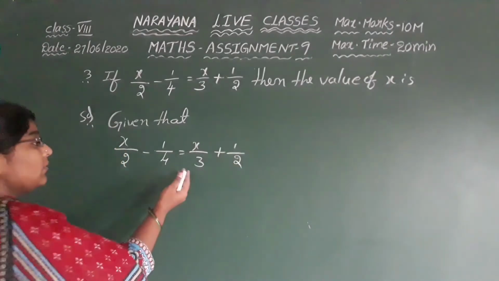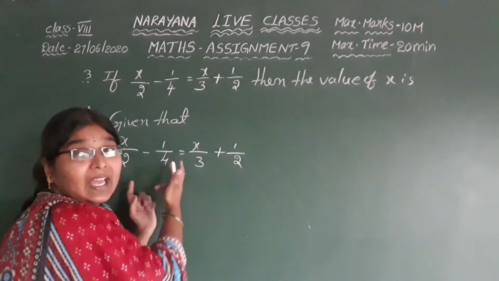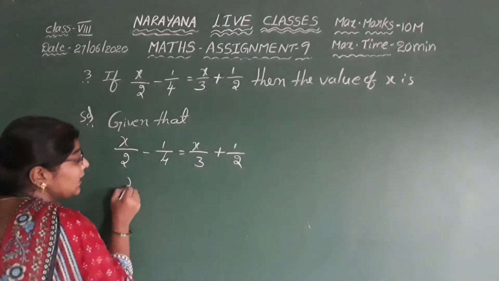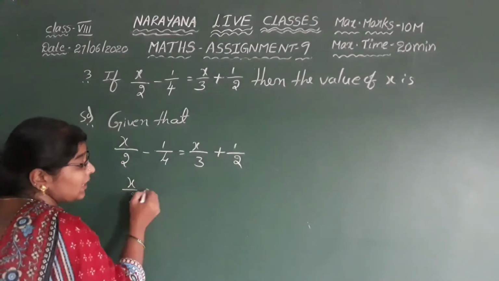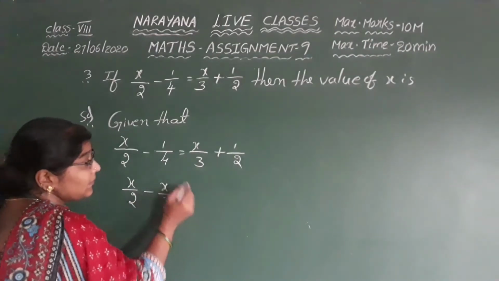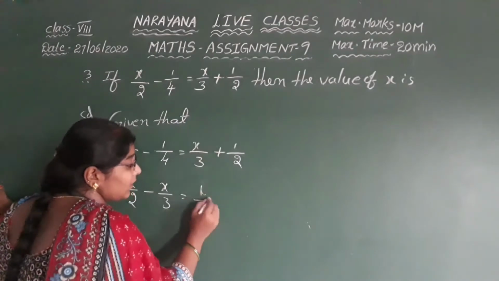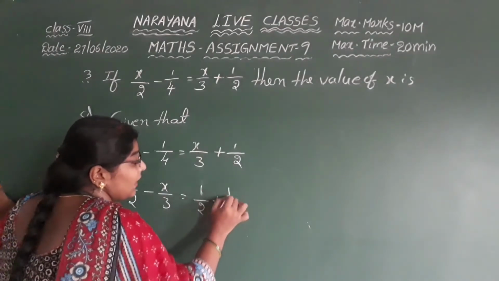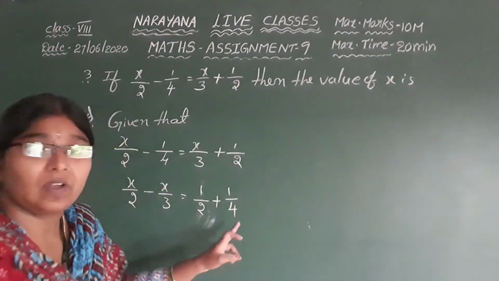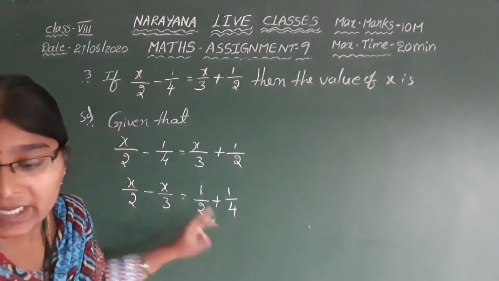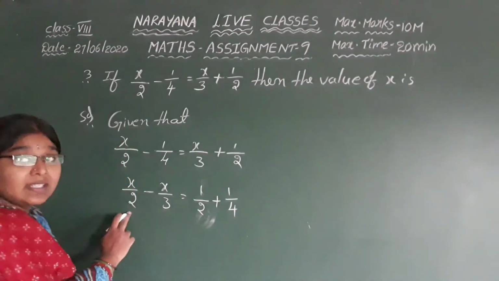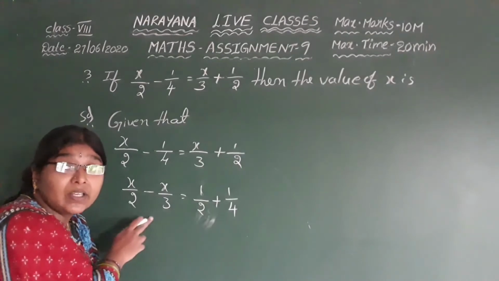So here we are transposing the variables to one side and the constants to one side. Like that, x/2, the x/3 comes this side means minus x/3, and the minus 1/4 going to that side will be plus 1/4. Here minus 1/4 going to the RHS side means it is plus 1/4. So here, see, are the denominators same or different?